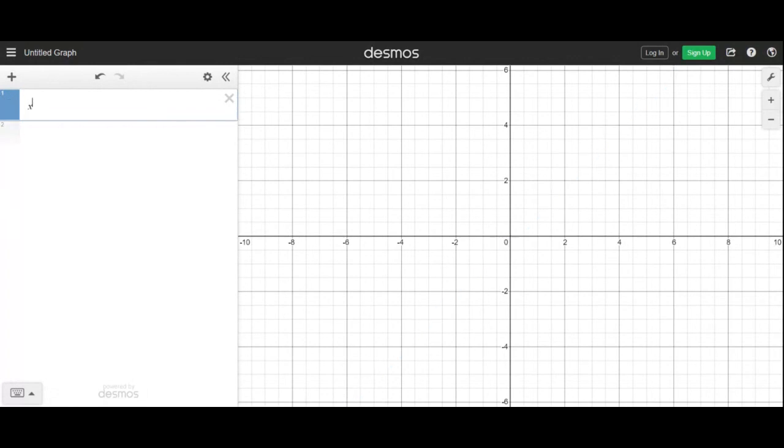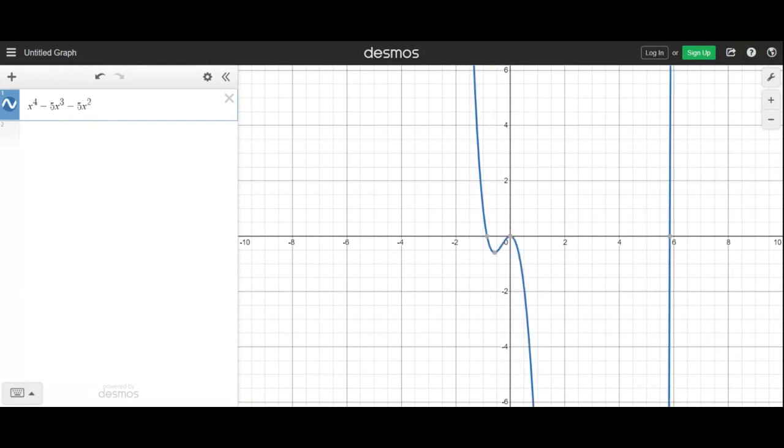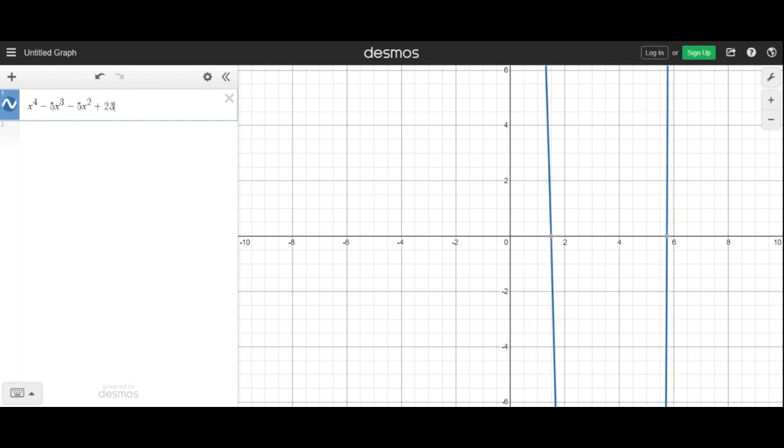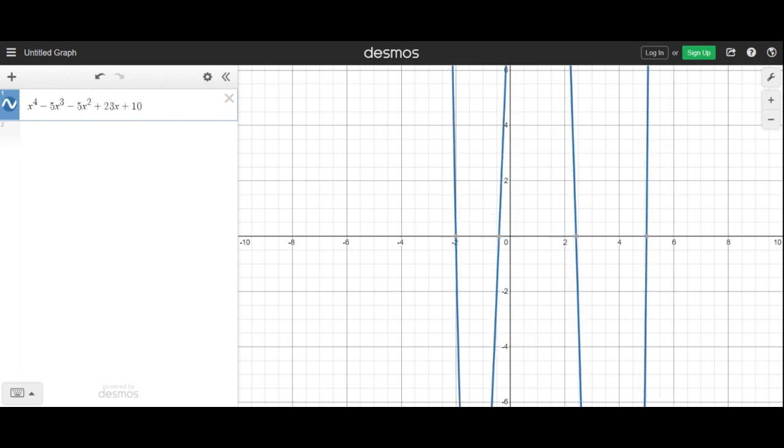All right, so we've got x to the 4th minus 5x minus 5x squared plus 23 and plus 10. Okay. If we look at that graph now, what zeros do we think we might want to test this time?